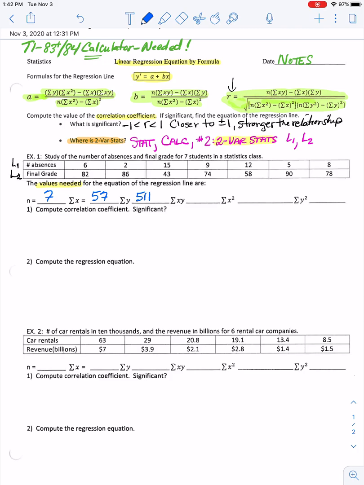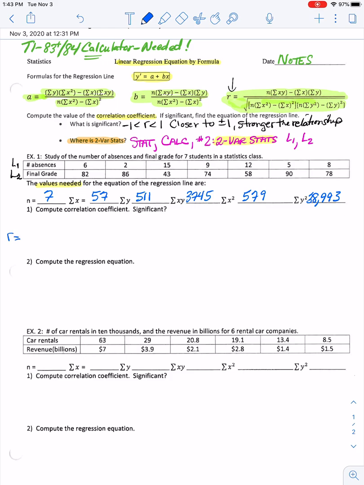The sum of your y's should be 511. The sum of the xy's should be 3745. The sum of the x squareds is 579. And the sum of the y squareds is a larger number, 38,993. The first thing we do is compute the R value, so we're going to calculate R.